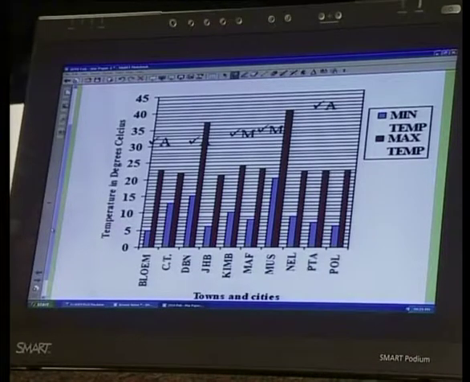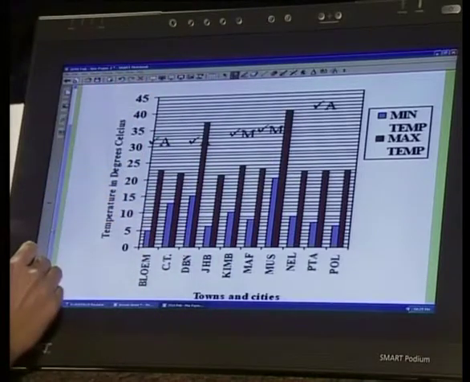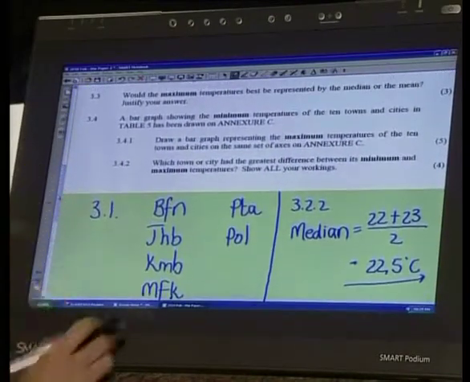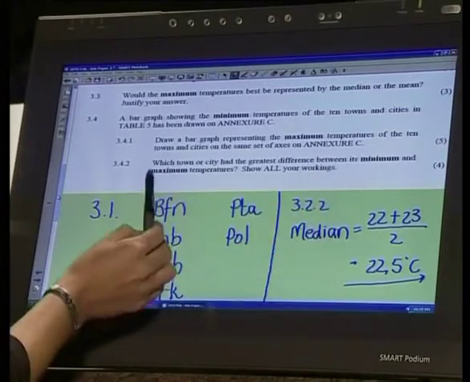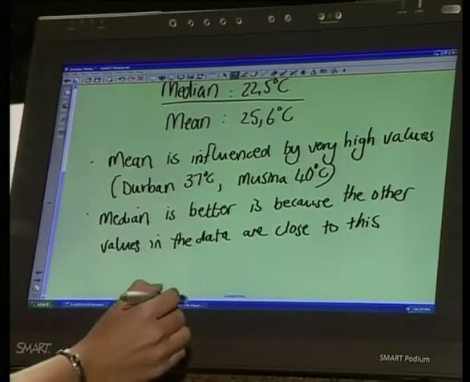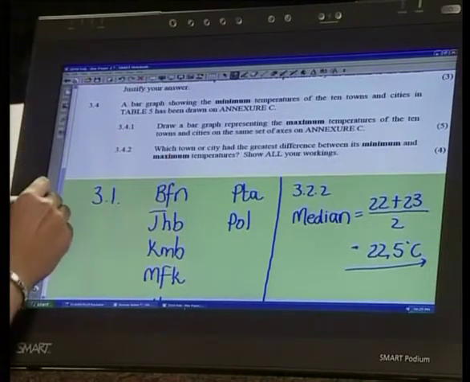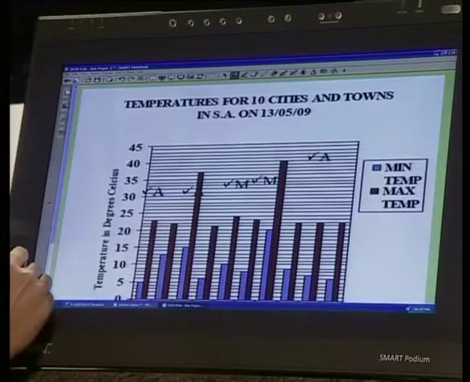Okay, so the last thing that we're going to have a look at is the question that links to this graph. This is 3.4.2. Which town or city had the greatest difference between its minimum and maximum temperatures, and show all your workings? Now, why are they saying show all your workings? They're saying it because the majority of the people would probably just want to guess. And guessing is great, but it's not going to get you 4 marks. So you need to guess intelligently and then show why you chose the values or the towns that you did. So let's have a look then at the graph.